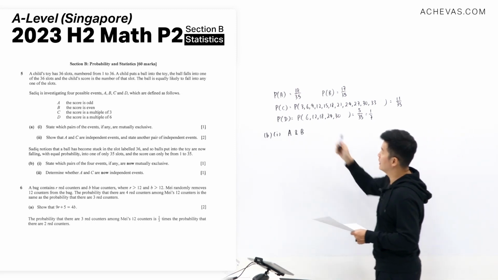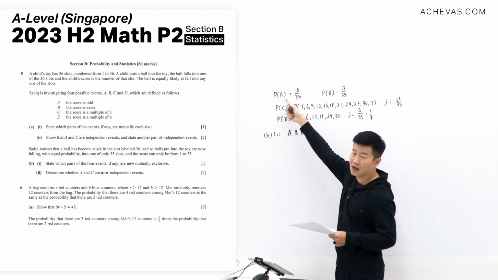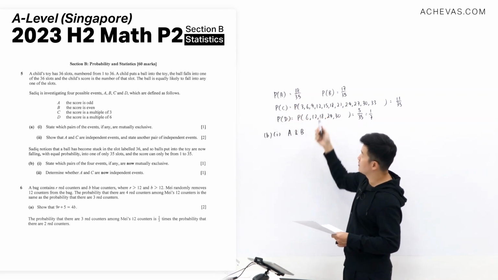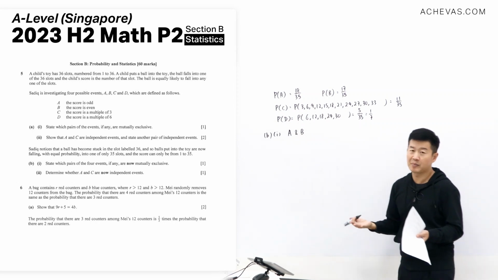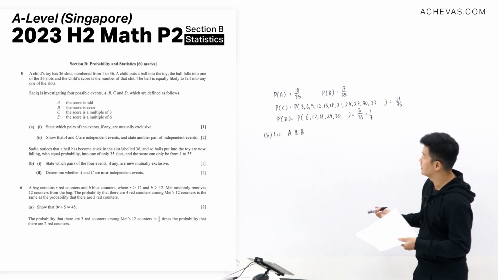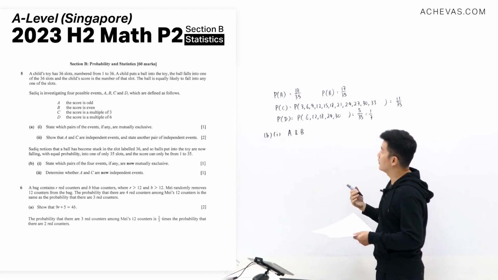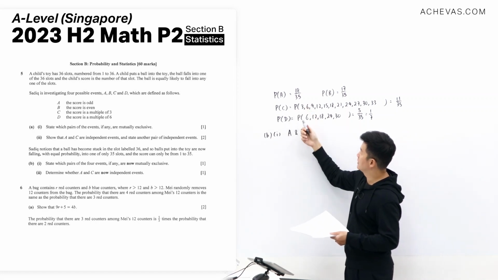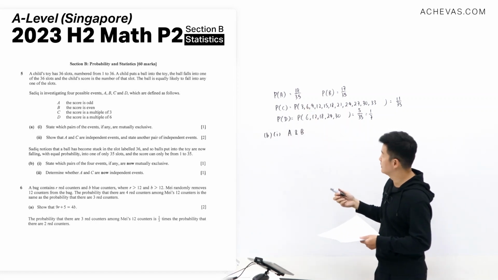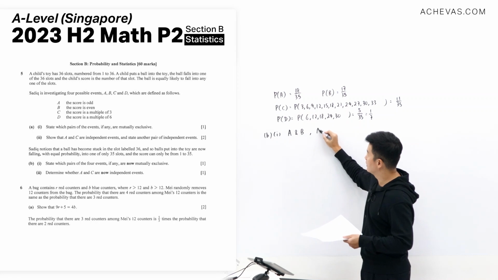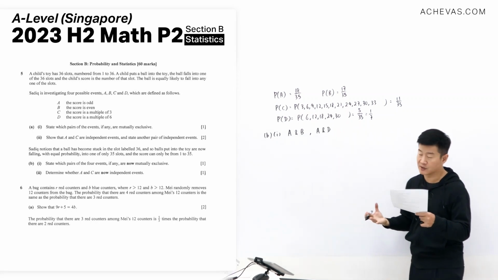Let's try to think about A, C. So A are odd numbers, C consists of odd numbers also, so they can happen at the same time for certain cases. So not A, C. And for A, D, these are odd numbers. D are all still even numbers. So we know that A and D, they're also going to be mutually exclusive.